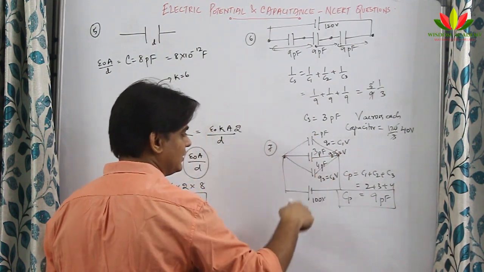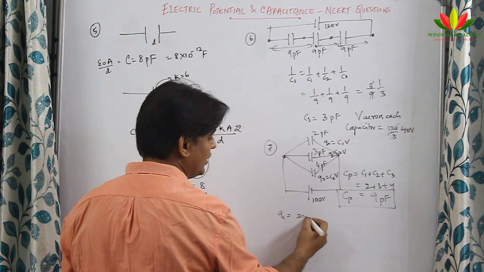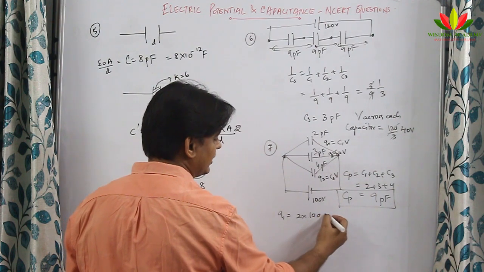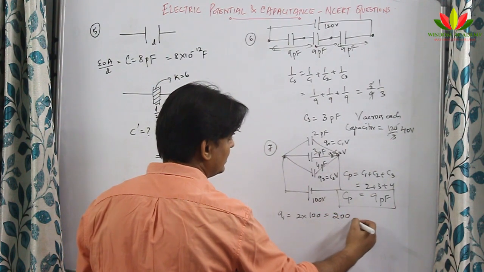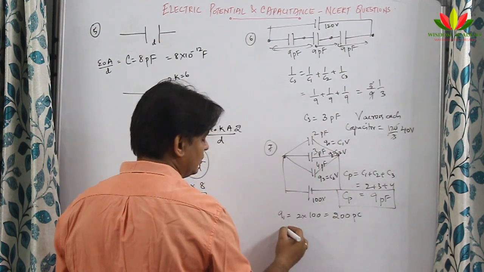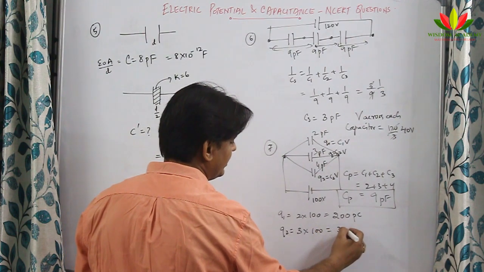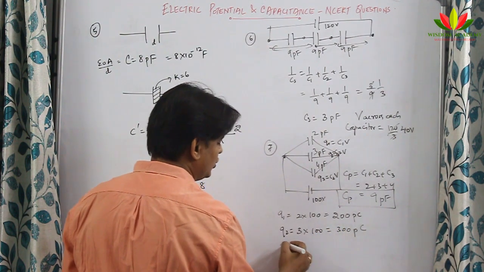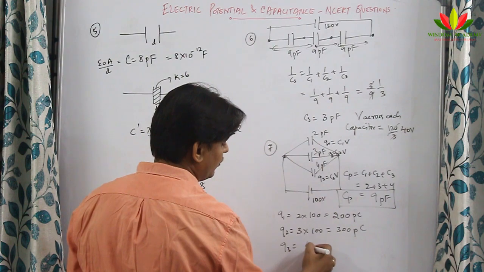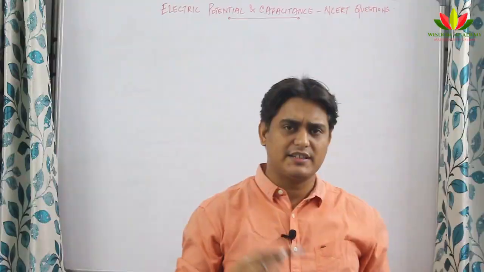Because we know that V is constant, V will be same for all these 3. So what will be Q1? Q1 will be equal to C1. What is C1? 2 into what is V? V is given 100. So that will be equal to 200 picocoulomb, because it is picofarad. So Q2 will be equal to 3 into 100, that is 300 picocoulomb, and Q3 will be equal to 4 into 100, that is equal to 400 picocoulomb. Let us see the next question.